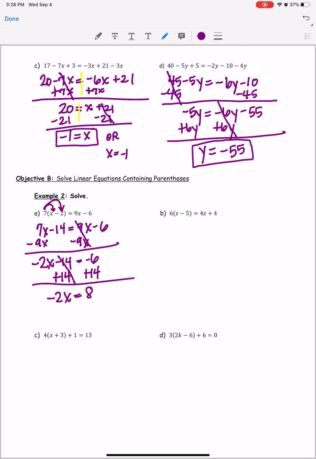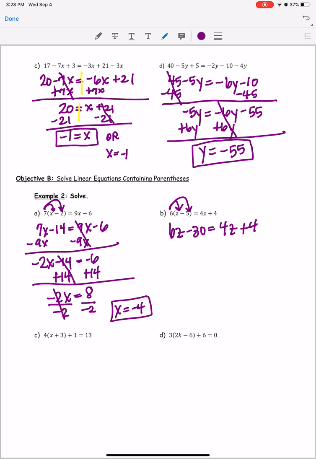And the last step is to divide. So I'm going to get x equals negative 4. B is the exact same thing. Step 1 is to distribute. So I need to do 6 times z and 6 times negative 5. Bring everything else down.